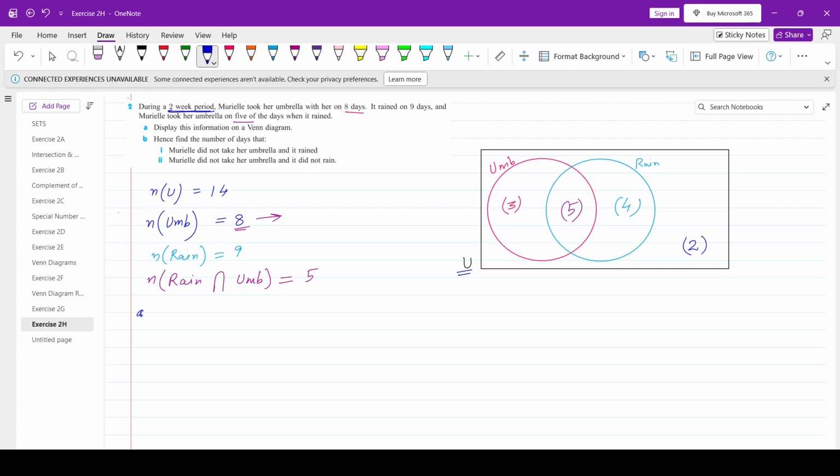Now the question asks, display this information on a Venn diagram. So this is part A, we have already done. Part B says, hence find the number of days that Muriel did not take her umbrella and it rained. So the number of elements where UMB prime intersection rain is going to be rain but not umbrella. That is going to be 4.